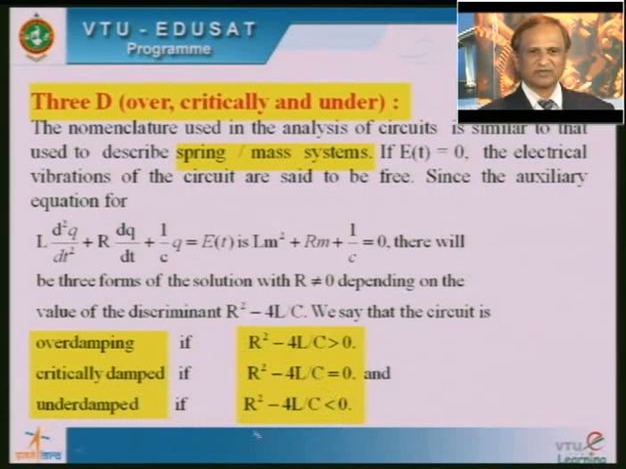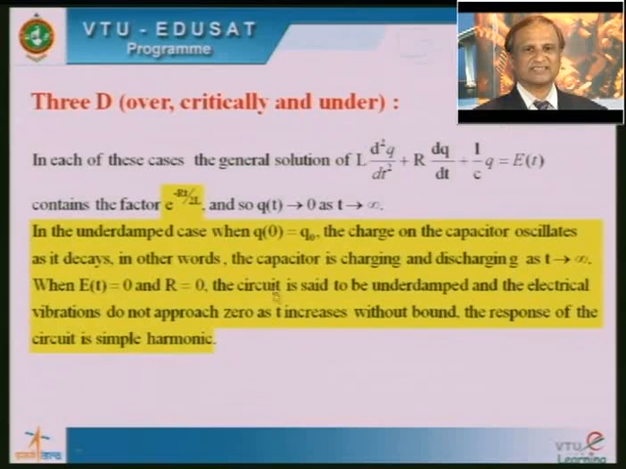Is it clear? We have to calculate the value of the discriminant. According to that you can declare exactly in the earlier way, right? So in each of these cases, the general solution of the given differential equation depends upon the factor e to the power minus R t divided by 2L. Is it clear? So this factor plays an important role, right?